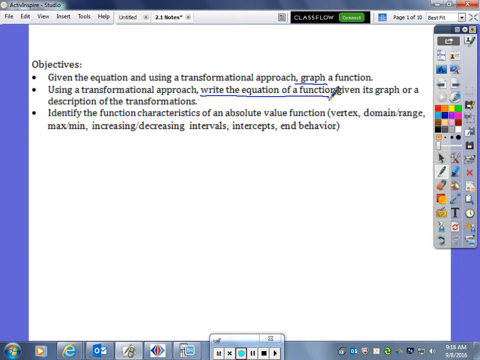identify function characteristics of an absolute value function. And those function characteristics are ones that we already know and talked about: vertex, domain and range, maximum, minimum, increasing, decreasing intervals, intercepts, and end behavior.